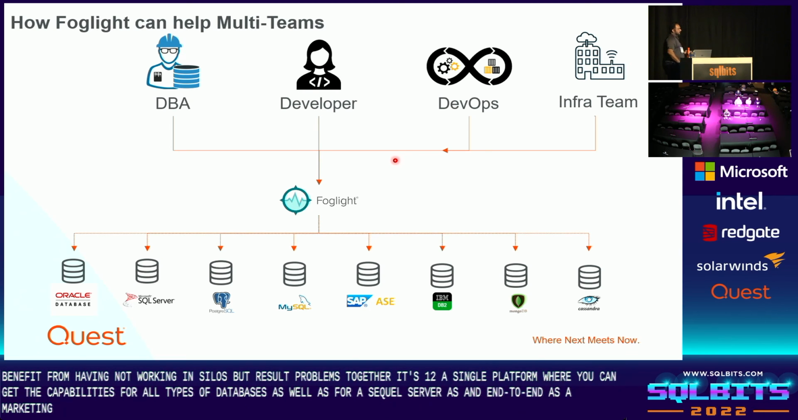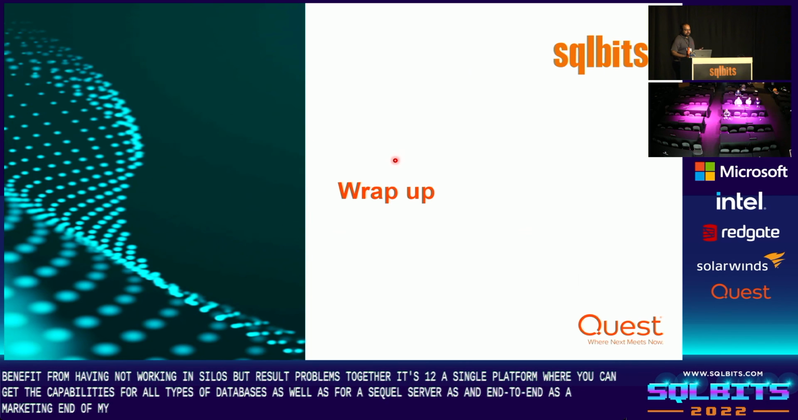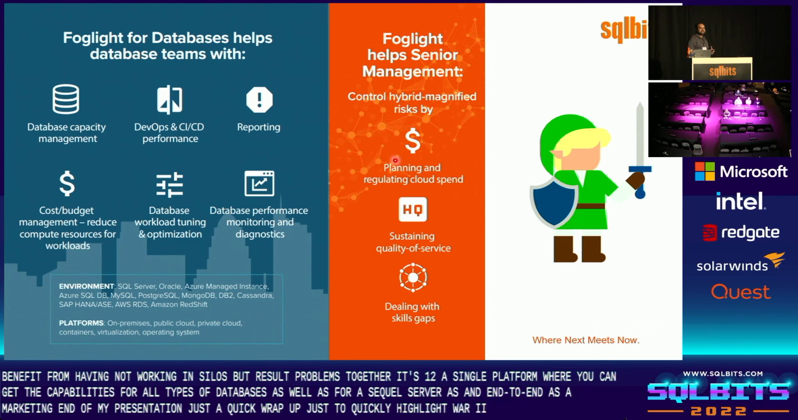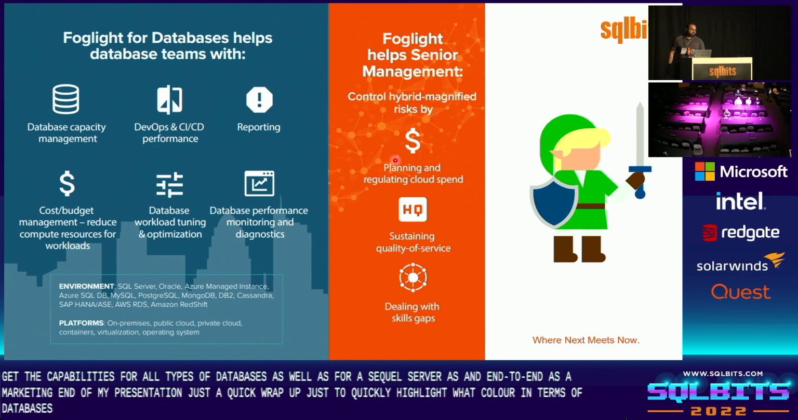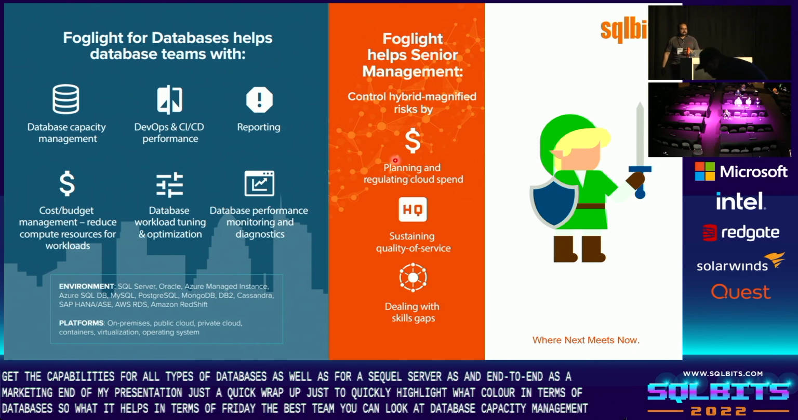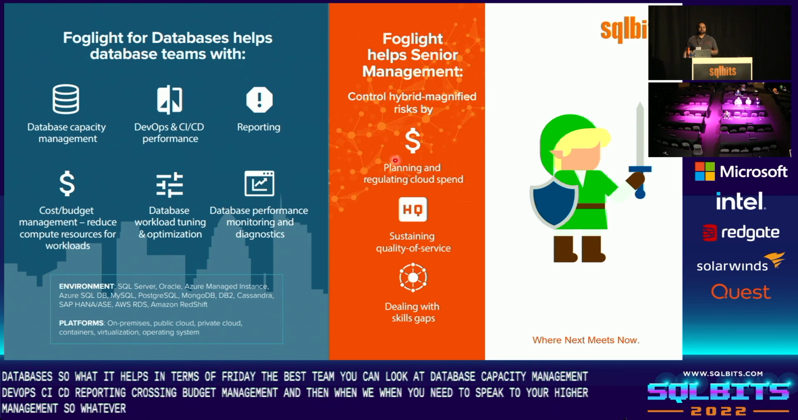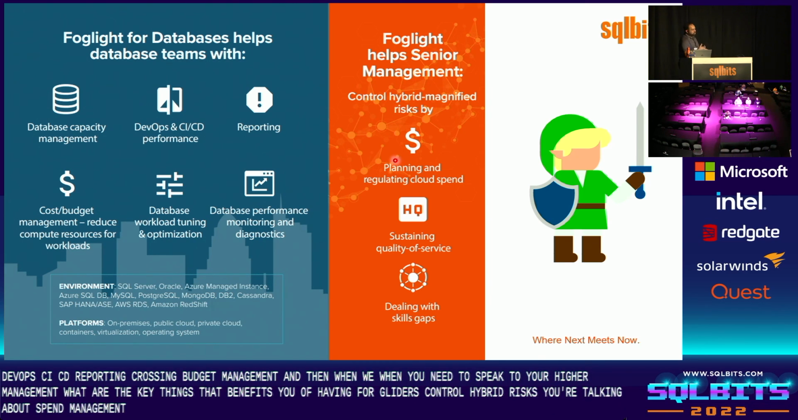So we are almost towards the end of my presentation. Just a quick wrap-up, to quickly highlight what we cover in terms of databases. In terms of database teams, you can look at database capacity management, DevOps, CI/CD, reporting, cost and budget management. And when you need to speak to your higher management, the key things that benefit you of having Foglight are controlled hybrid risks. We're talking about dollar spend management, cloud spend, and sustaining the service and keeping your services up and running without any performance impact.